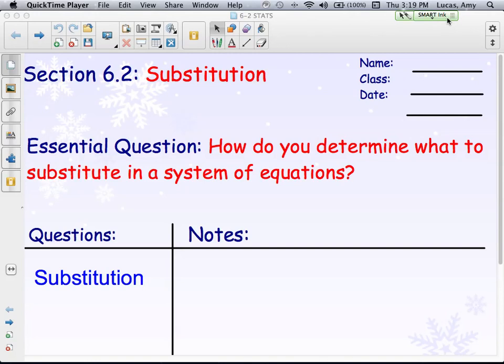Lesson 6-2, substitution. Our essential question is, how do you determine what to substitute in a system of equations? And our new vocab word is substitution.